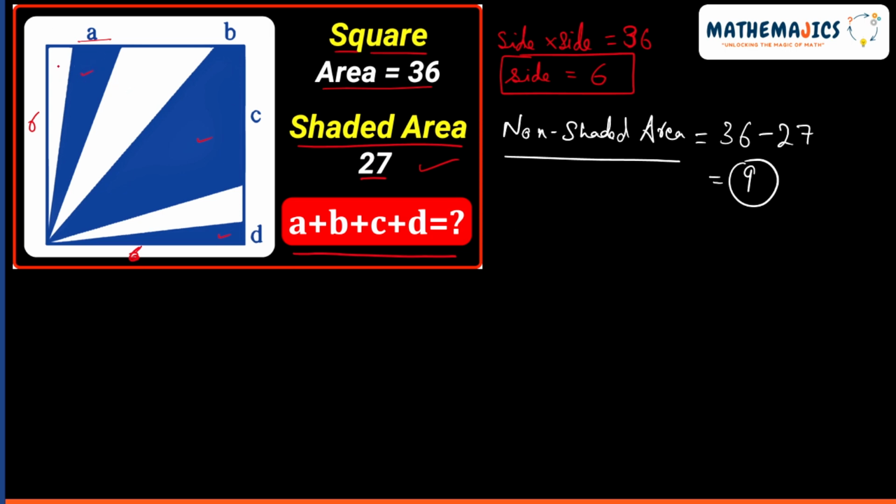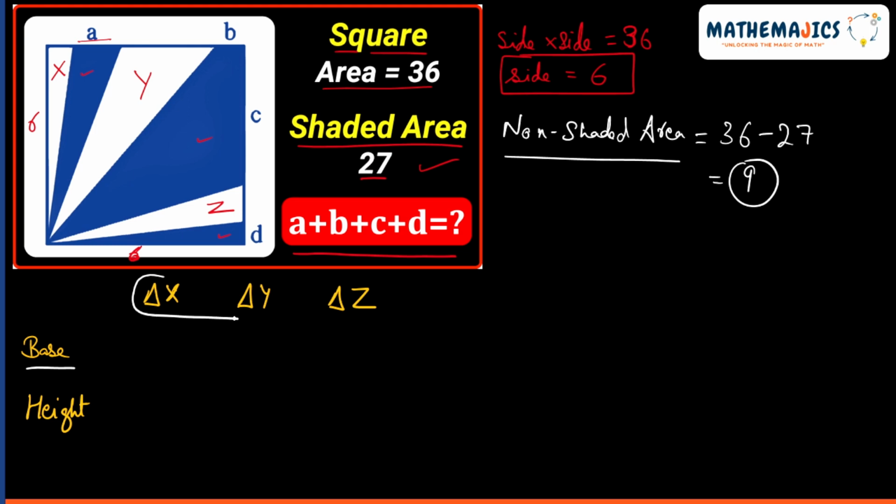Let these three white triangles be x, y, and z. Okay. So let's write down the base and height of all these triangles. When we are trying to find the base for triangles x, y, and z, we can combine triangle x and triangle y. What will be the base for triangles x and y together? This will be 6 minus a minus b. Why? Because 6 is the total length of this square. Yes. And if we subtract a and b out of 6, we will get the base of these two triangles.